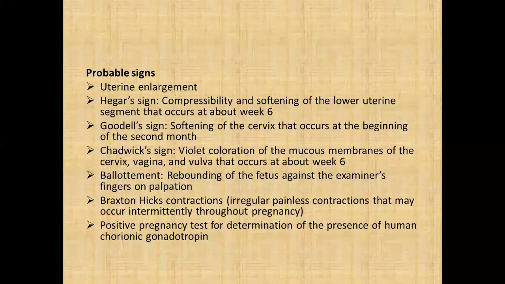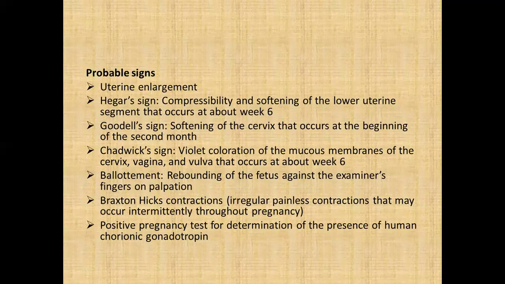Most of these things, you have to assess for in order to elicit them. So Hegar's sign is where you have compressibility and then softening of the lower uterine segment. Know the explanation or what it means. The description of Hegar's sign is that it happens around 6 weeks of gestation, and it means there is compressibility and softening of the lower uterine segment.